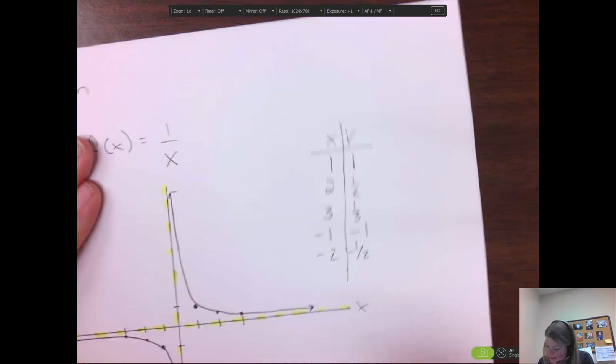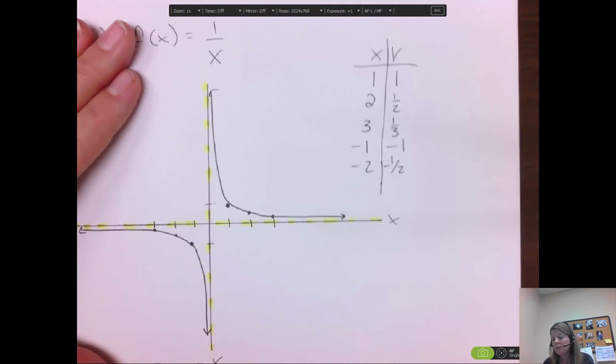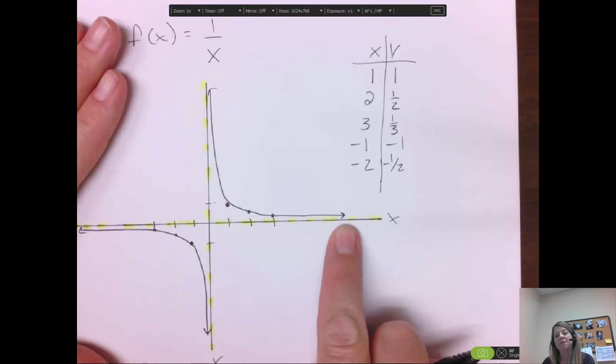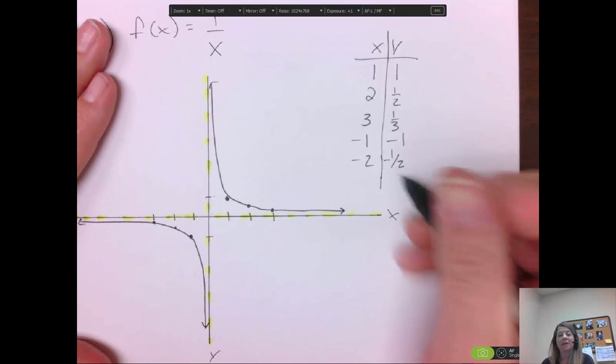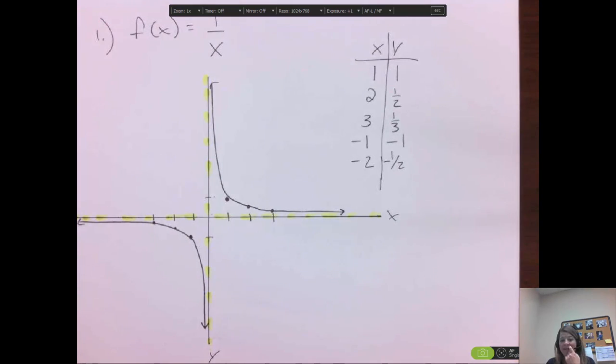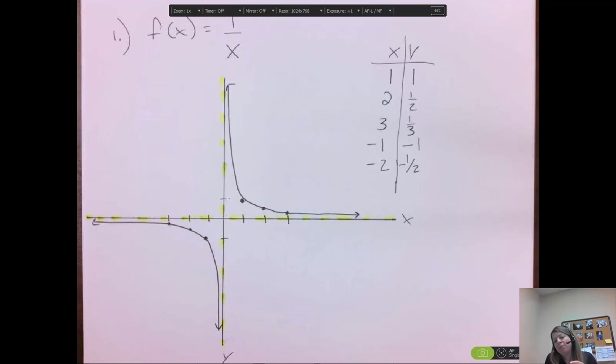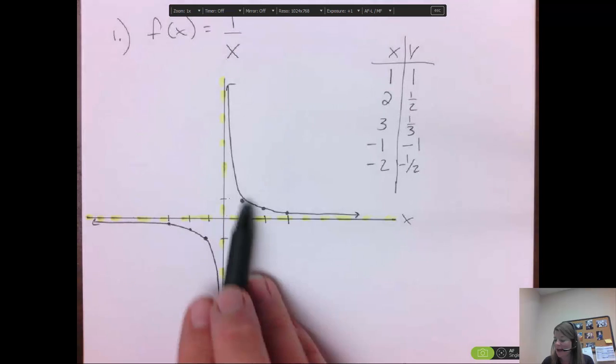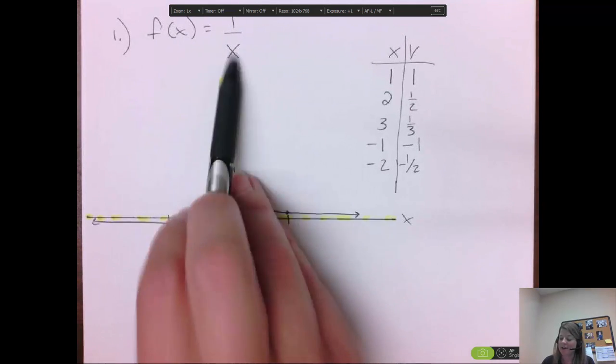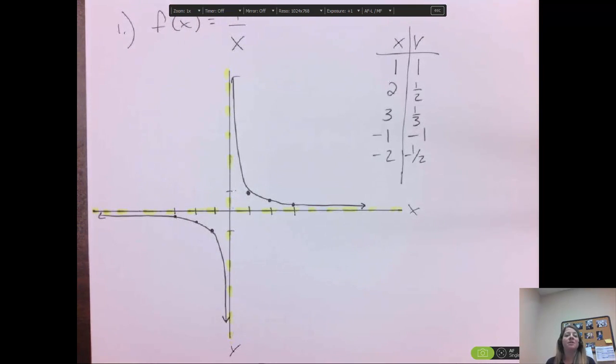Okay, so what it's doing is it's getting really, really close to that asymptote, because you can see the fractions will get smaller and smaller and smaller, but it never actually gets to 0. It can get really close. You can have 1 over a billion, right? But it never actually touches it, and that's how the asymptotes work. So this is our parent graph. This is what they mostly look like.